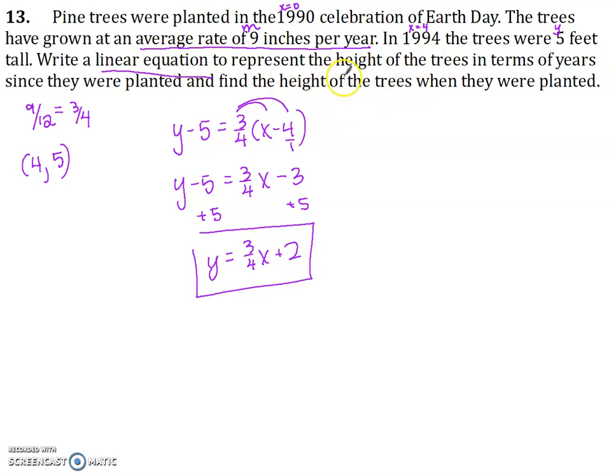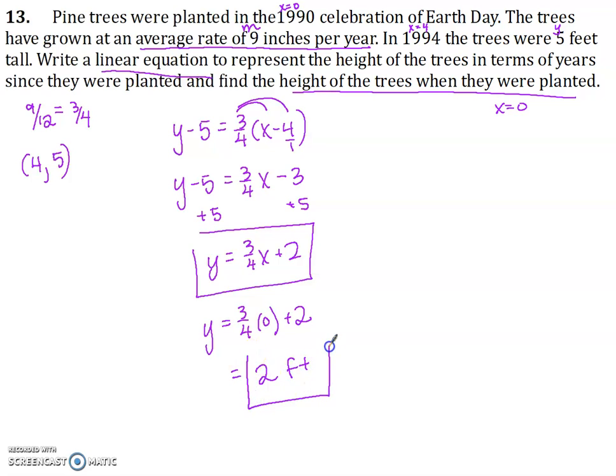Then we also want to find the height when they were planted. When they were planted, that's when time is 0, so that's when x equals 0. So you would just plug a 0 in right there. That's just going to zero out. So you would have y equals 3/4 times 0 plus 2, making that height 0 plus 2. So that means the trees were 2 feet when they were planted.